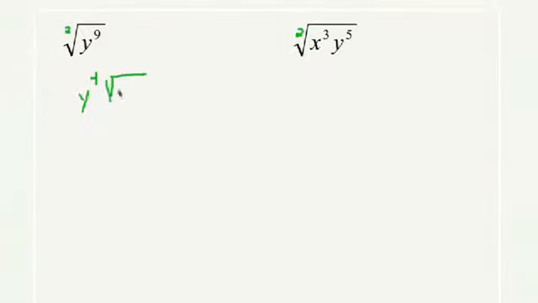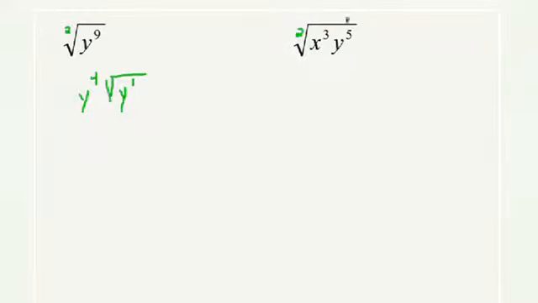And that remainder, the 1, is what you leave under the radical. Now, we don't normally leave the 1 on there, but for the sake of discussion here, let's just do it, okay? But that is your final answer, y to the 4th times the square root of y.